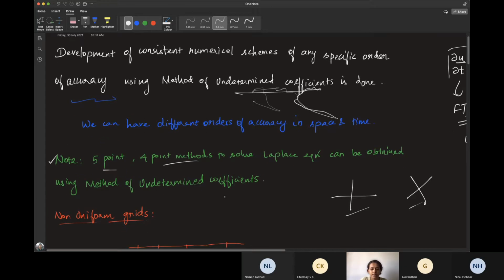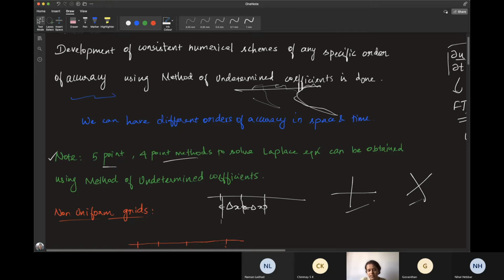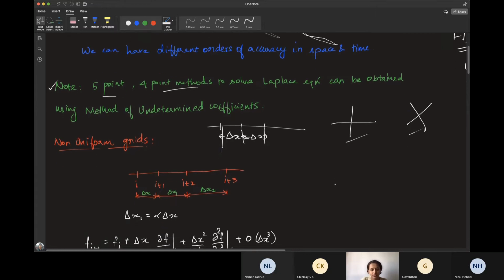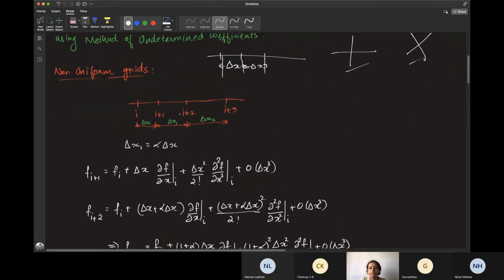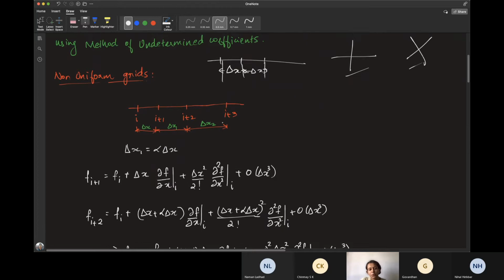Let's say for a grid something like this, the grid spacing was delta x everywhere throughout the domain. Between any 2 points in the domain, the spacing was just delta x. Now let's see how to develop numerical schemes for non-uniform grids. That is when the spacing between 2 points is different in different regions of the domain.